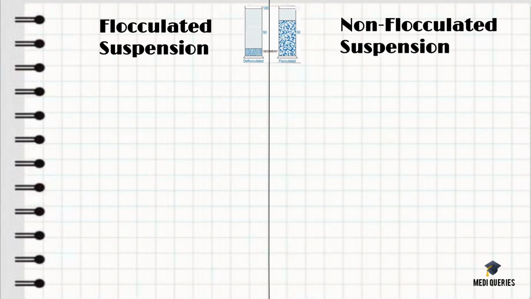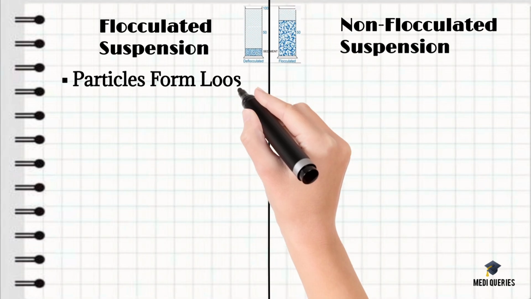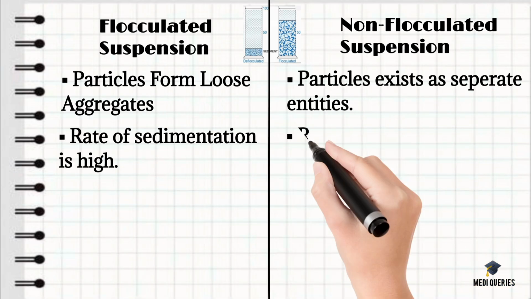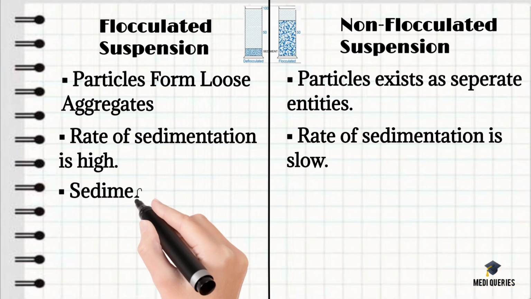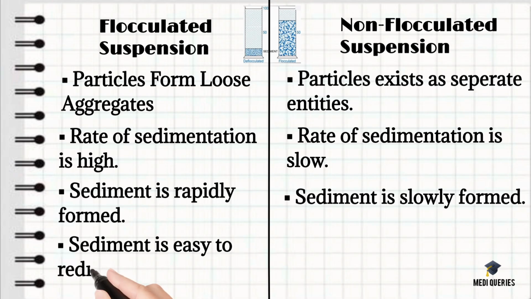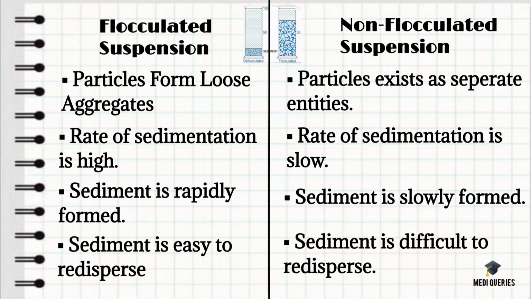In this table we observe clearly the comparison between the flocculated and non-flocculated suspensions. In flocculated suspensions, the particles form loose aggregates and a network-like structure, whereas in non-flocculated suspensions, the particles exist as separate entities. The rate of sedimentation is high in flocculated suspensions and low in non-flocculated suspensions. The sediment is rapidly formed here and slowly formed here.